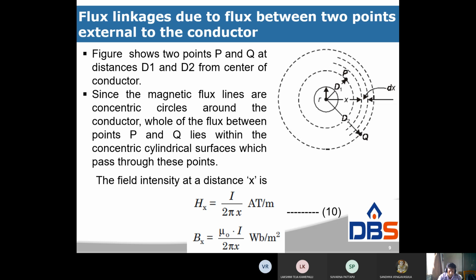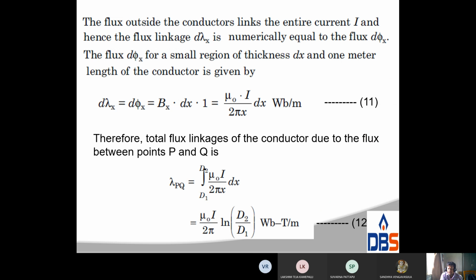From that, you have to find the change in flux with a cylindrical shell of radial thickness dx, taking 1 meter length. That is nothing but the axial length, 1 meter. So d psi is equal to B into 1 into dx. As usual, there will be a small difference between internal flux and external flux. So d psi x is equal to Bx into dx into 1, because we have taken axial length 1 meter. So with the Bx value, it is mu 0 I by 2 pi x dx Weber per meter.